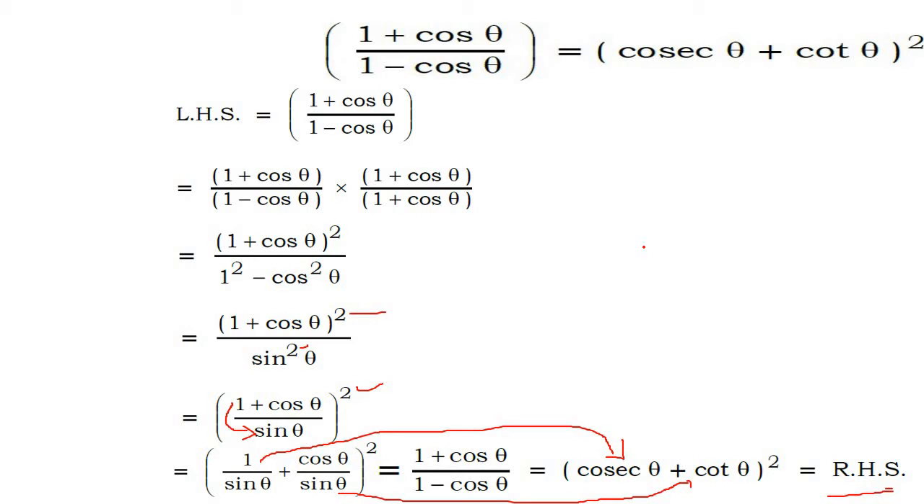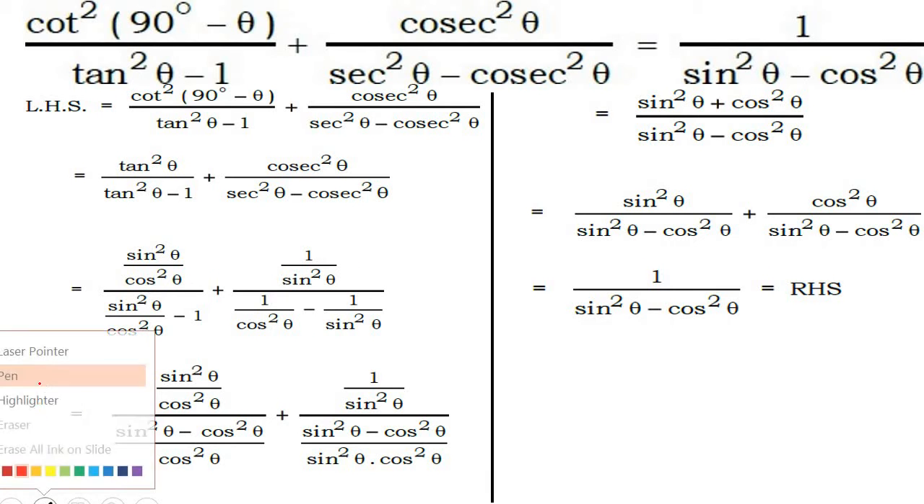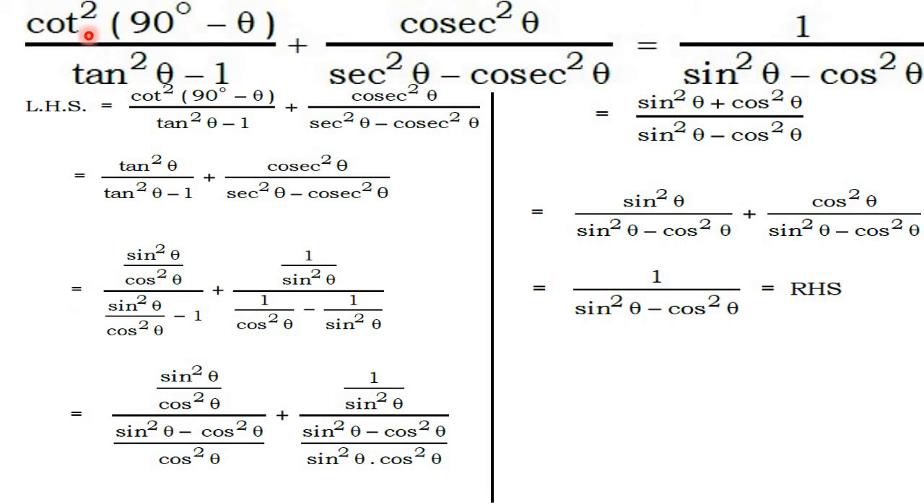Let us move to the next problem. Cot square (90 minus theta) divided by (tan square theta minus 1) plus cosecant square theta divided by (secant square theta minus cosecant square theta) is equal to 1 divided by (sin square theta minus cos square theta). Now let us write the LHS as it is.